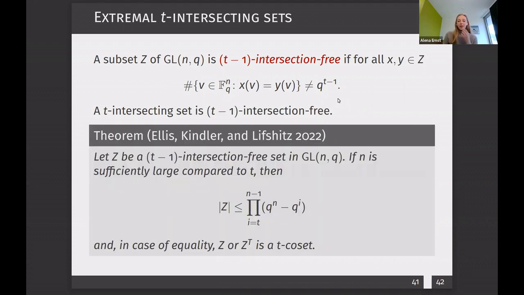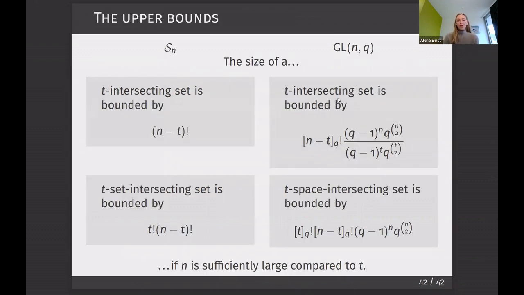Indeed, it was proved by Ellis, Kindler and Lifshitz that for a t-1 intersection free set, if n is sufficiently large compared to t, then the size of this set is bounded by the size of a t coset. In case of equality, the set is a t coset. So they tackled a more general setting. I would like to close this talk with an overview of the upper bounds that we just saw on the slides before. The left column corresponds to the bounds for the symmetric group, and the right one for the finite general linear group. Thank you.